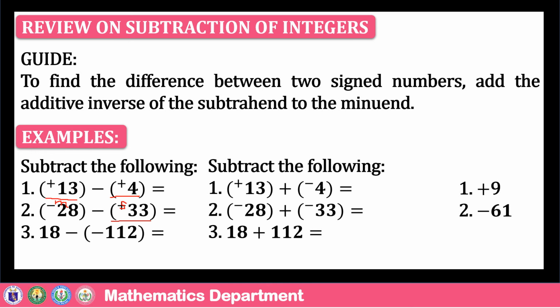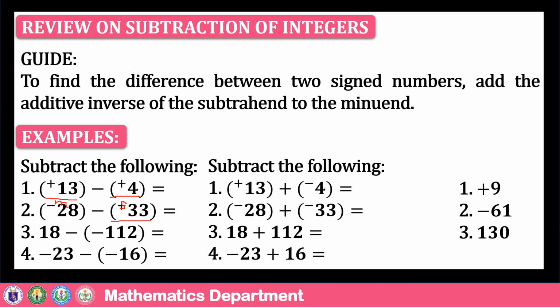So, ang una natin gagawin ay papalitan natin yung sign ng ating subtrahend. So, ito ay magiging positive 112 at magpuproceed tayo sa addition. So, this will give us positive 130. For number 4, you try this one. Negative 23 minus negative 16. The same process ang ating gagawin, babaguhin uli natin yung sign ng ating subtrahend. So ito ay magiging negative 23 plus positive 16. At applying yung ating guide kanina sa pag-a-add natin ng integers, ang magiging answer natin dito ay negative 7.